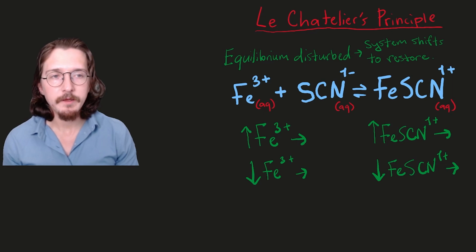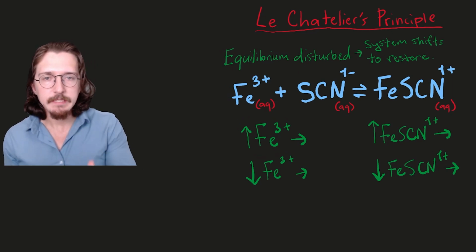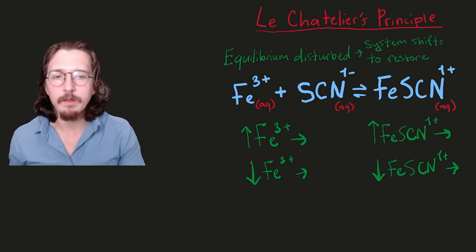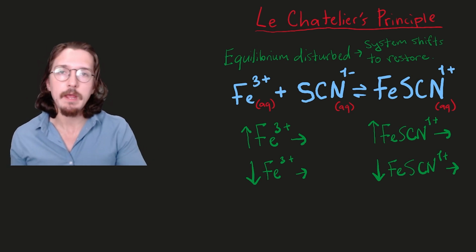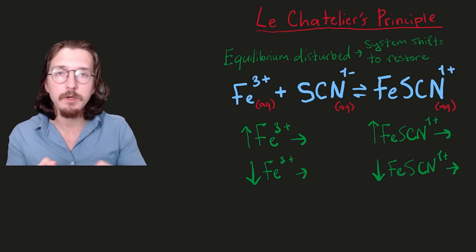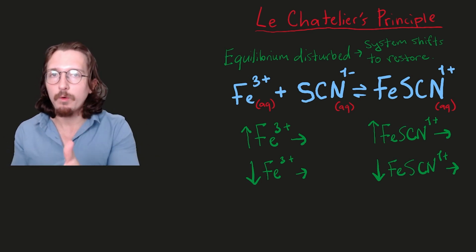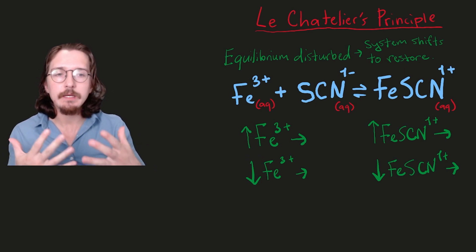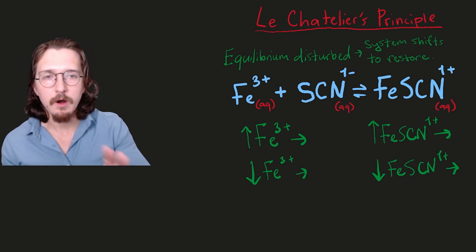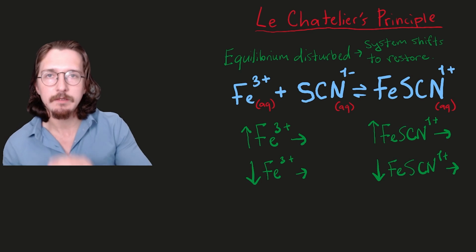Let's learn about Le Chatelier's principle, which basically states that if you have a reaction that's in equilibrium, and that equilibrium is disturbed in some way, like for example, the concentrations of the reactants or the products are changed, then the system is going to shift, or that reaction is going to shift in the direction, either the forward direction or the reverse direction, to reestablish equilibrium, okay?